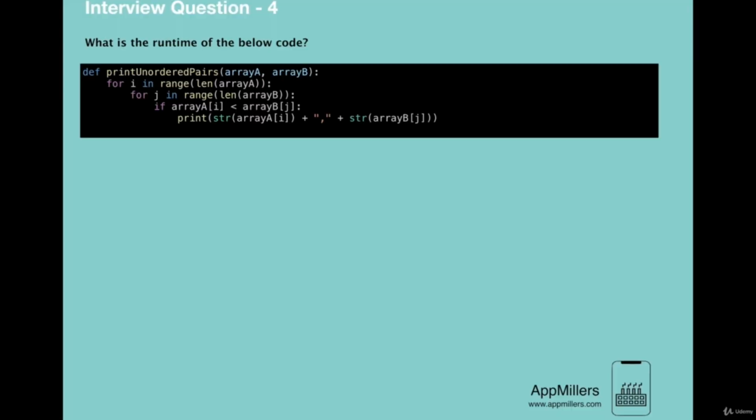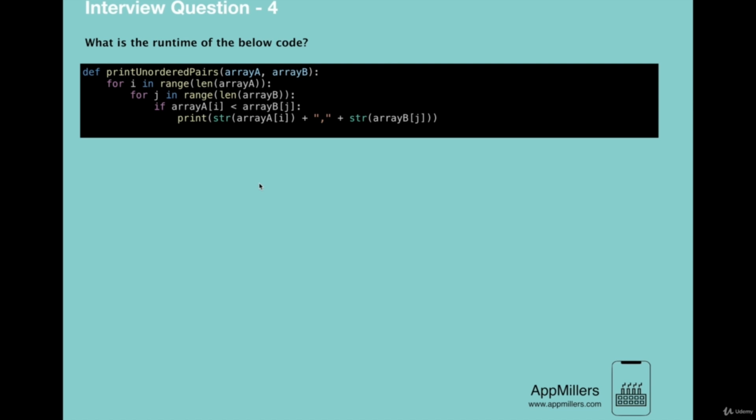Question number 4. Here we have another question where we need to find the time complexity. In this case, we have two different arrays as an input, and the loops over these arrays are nested. Basically, this method takes two different arrays, and in the outer loop, it runs through array A, and for each element of A, it runs through array B. Now let's find what the runtime of this code is.